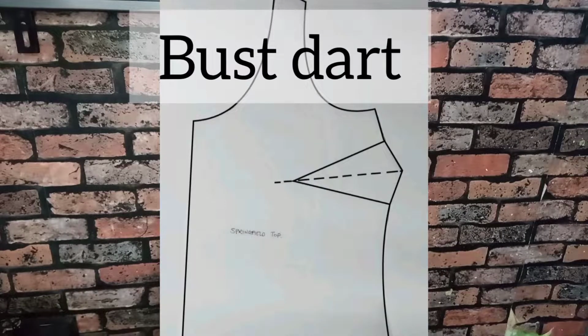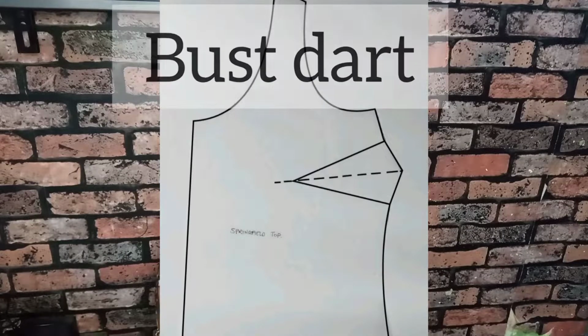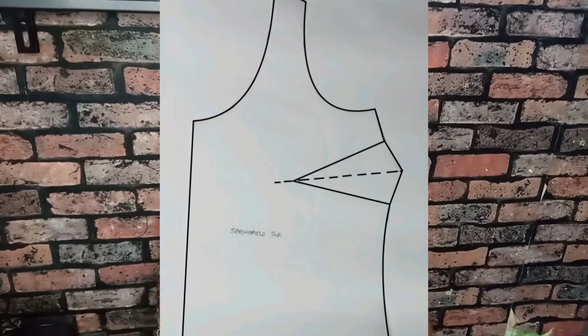So the first one I'm going to be discussing is your bust dart. This type of dart usually starts 2 inches below your armhole, and it is also called your side dart. It is a straight dart and fits under the arm, pointing towards your bust point.